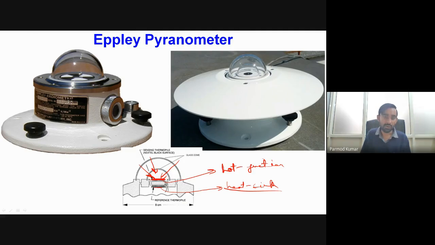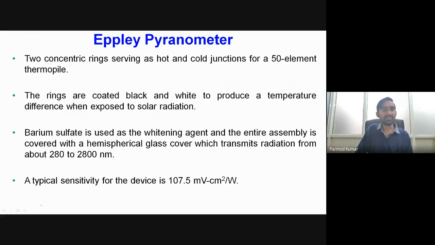Whatever amount of radiation this hot junction has received will be proportional to sigma T power 4. By knowing that, we can determine our value of E, the solar radiative flux we are receiving. This is basically based on the principle of two concentric rings. One of the rings serves as the hot junction, and another serves as the cold junction. And generally we employ a 50 element thermopile arrangement in order to determine the temperature.